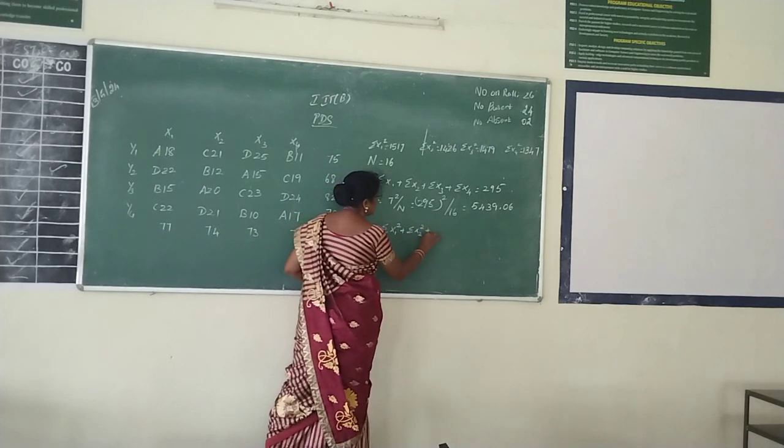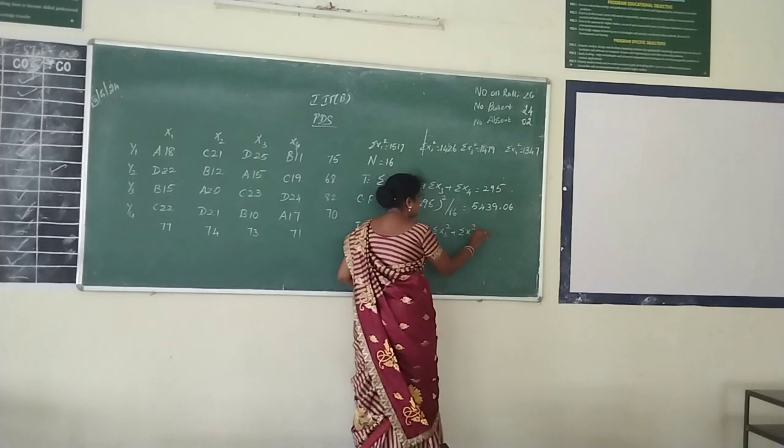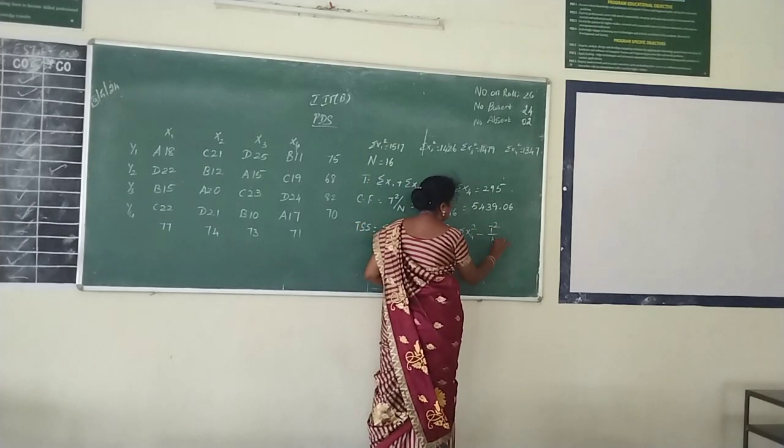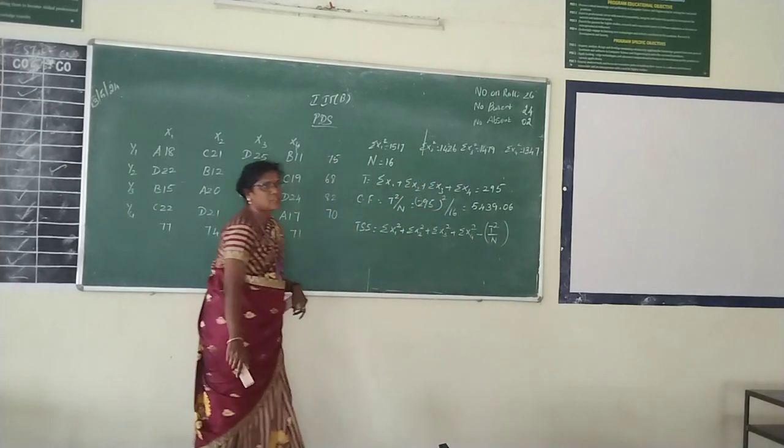Plus summation of x2 square plus summation of x3 square plus summation of x4 square minus d square by 3. Add all the square values and subtract your correction factor.